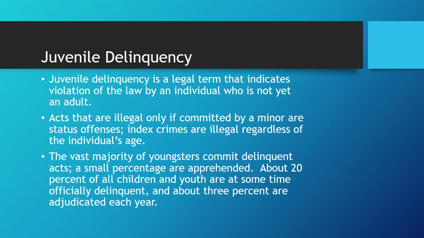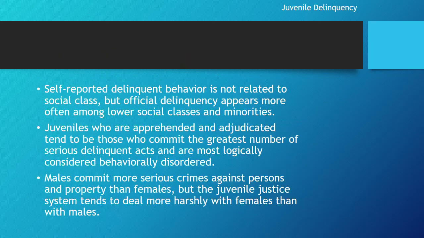Juvenile delinquency is a legal term that indicates violation of law by an individual who is not yet an adult. There are a majority of youngsters who commit delinquent behaviors and a small percentage are apprehended. About 20% of all children and youth are at some time officially delinquent because sometimes they're very much indulgent in risky behaviors. So that may make them prone to juvenile delinquent behavior. Self-reported delinquent behavior is not related to social class, but official delinquency appears more often among the lower social classes.